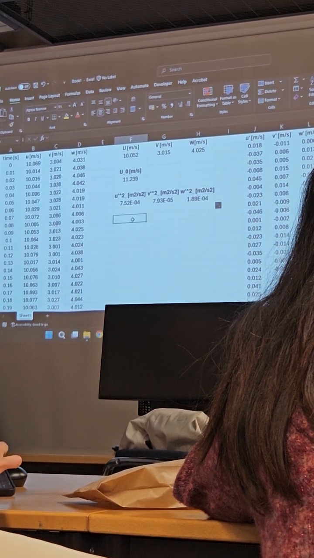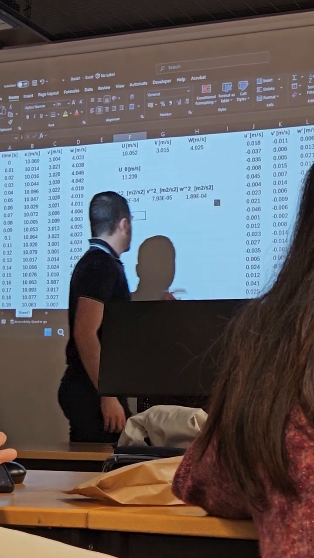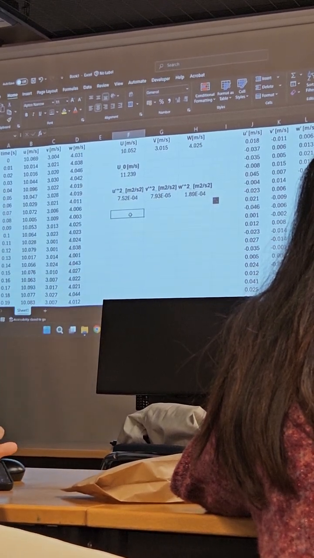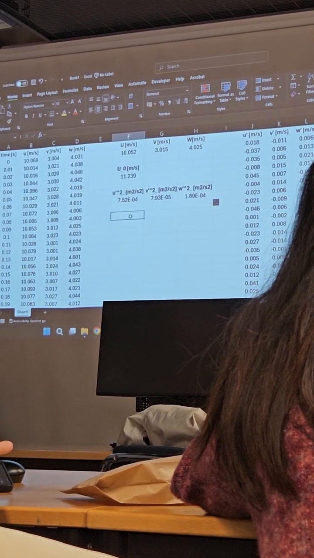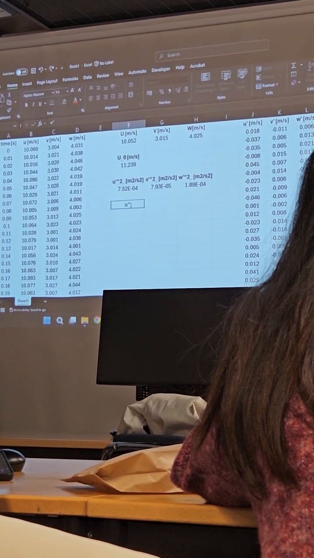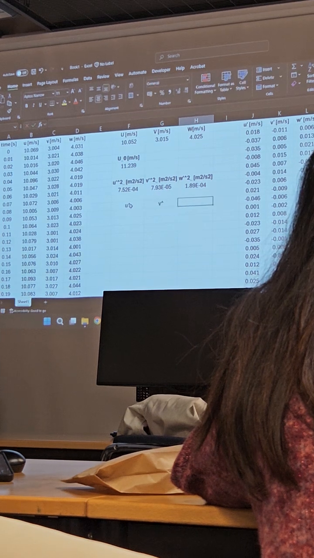We were asked for the relative intensities, U hat, which are now easy to calculate since we have everything we need. So U hat, then we have V hat and W hat.